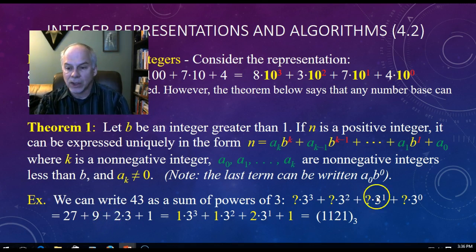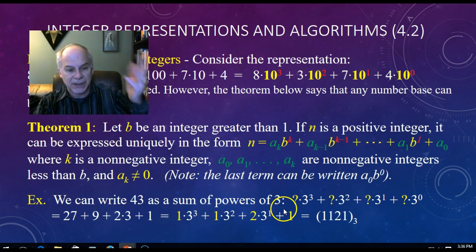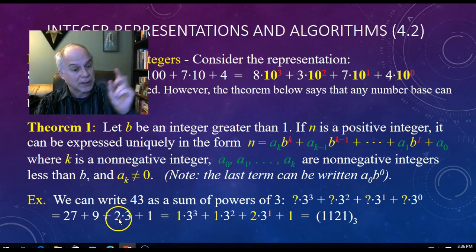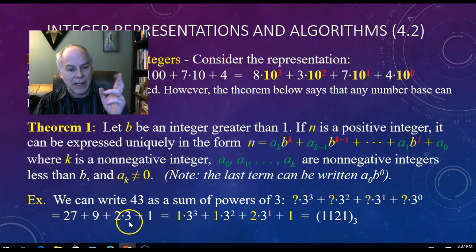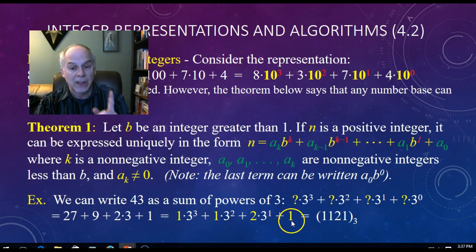Okay, then you look at the next power down, 3 to the first power. Well, 3 to the first power is 3, and so how many 3s fit inside of 7, our leftover amount? It was 2 threes. So this time we're going to have 2 threes in the expression. And 2 threes is 6, so we take 7 minus 6 and we get 1 left over. So 1 is the remainder.